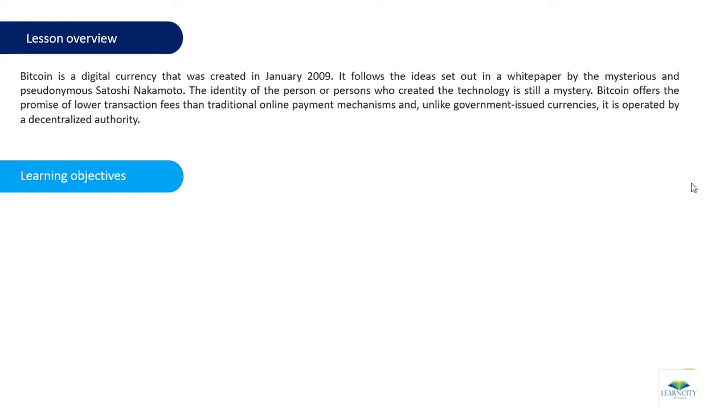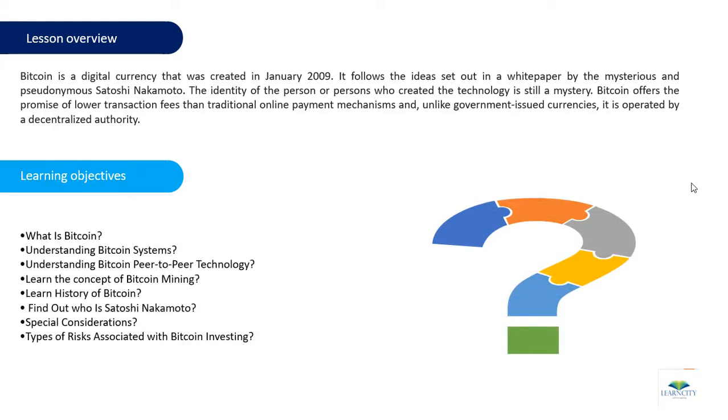Learning objectives: What is Bitcoin? Understanding Bitcoin systems. Peer-to-peer technology. Understand the concept of Bitcoin mining. Learn the history of Bitcoin. Who is Satoshi Nakamoto? Special considerations. Types of risks associated with Bitcoin investing.